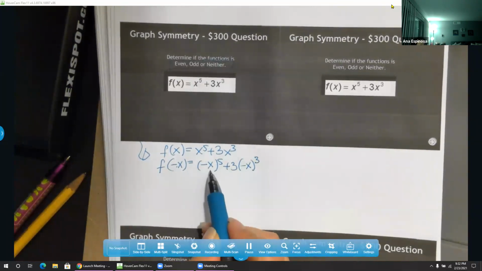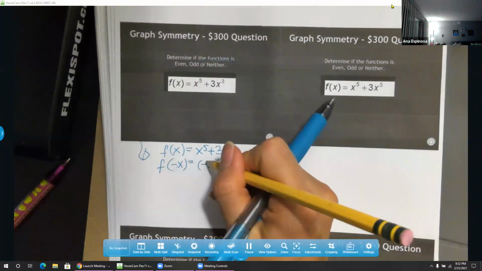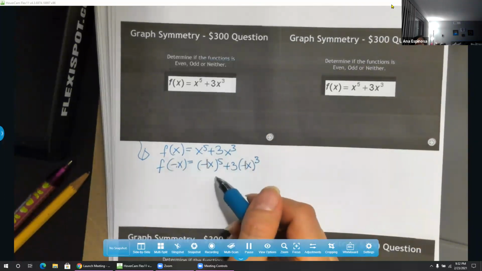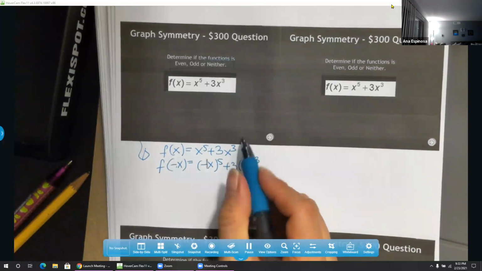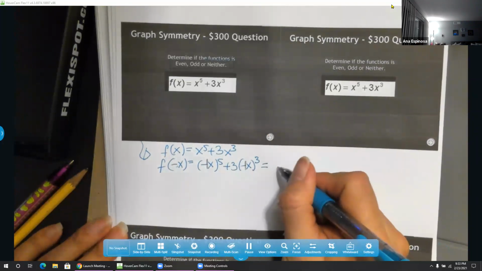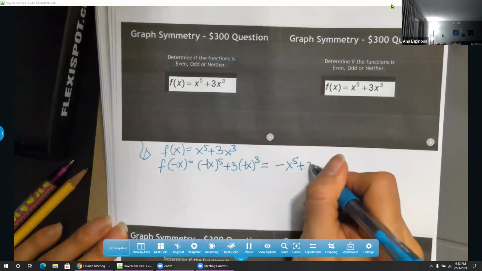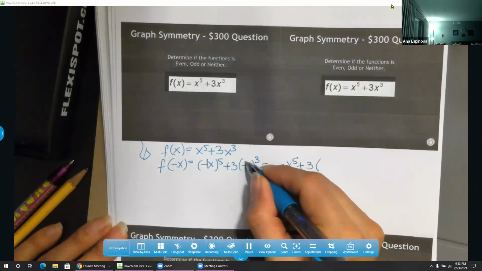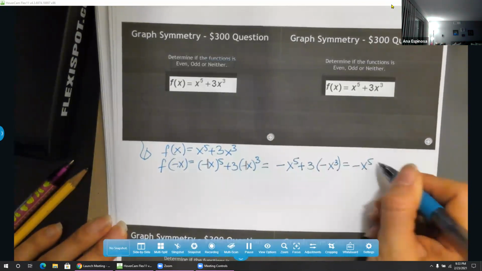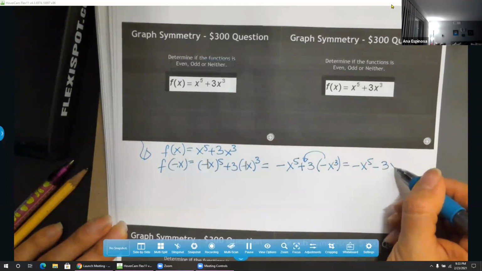Now, anytime you take a negative number, not a power, a negative number to an odd power, that negative is going to come out. When you have an even power, it's going to get lost. So in this case, you're going to get -x to the 5th plus 3 times, every time you get a negative with an odd power, it's going to be -x cubed. So this is going to be the same thing as -x to the 5th minus 3x to the 3rd.